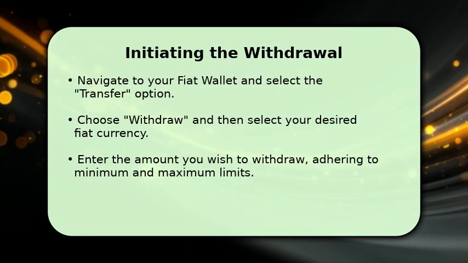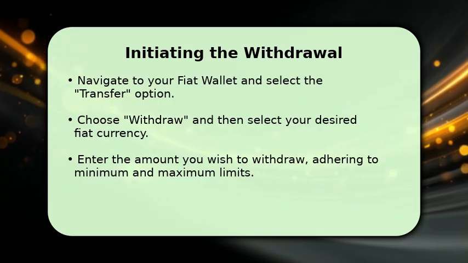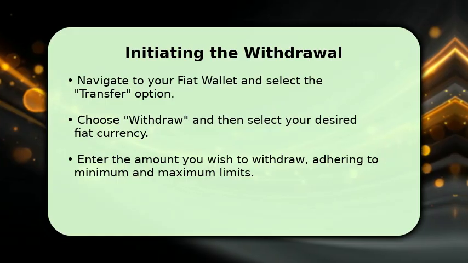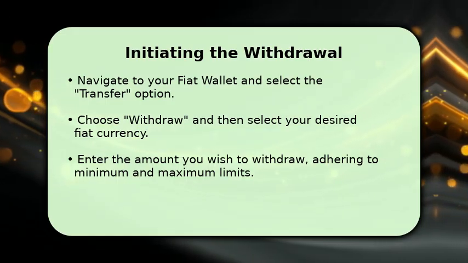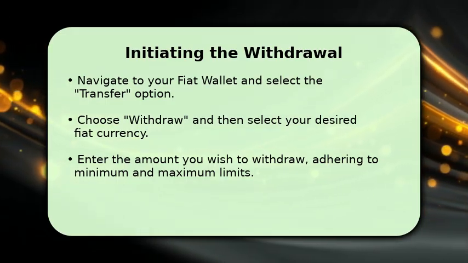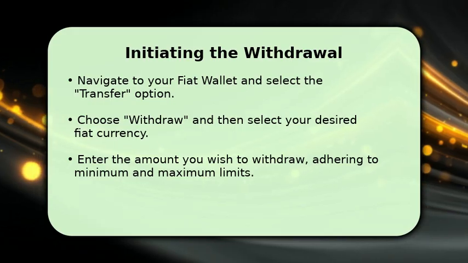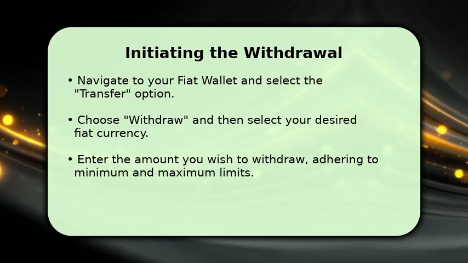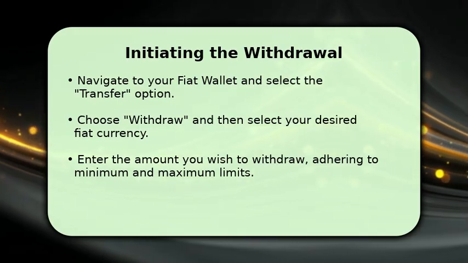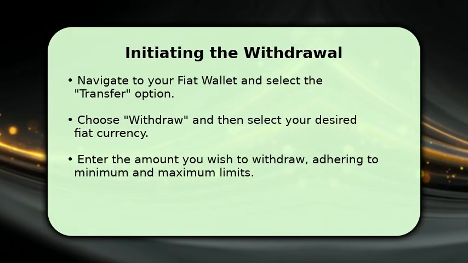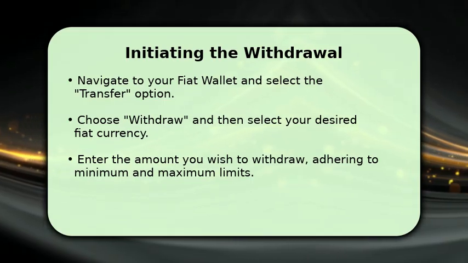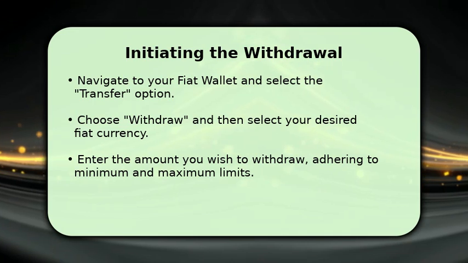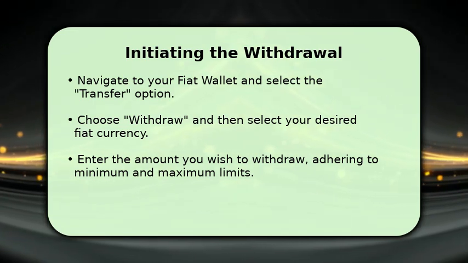Once your account is ready and your crypto is converted to fiat, initiating a withdrawal is simple. Open the Crypto.com app, go to your accounts, then select Fiat Wallet. Tap Transfer, then Withdraw, and choose the fiat currency you wish to send to your bank. Input the exact amount you want to withdraw, keeping in mind the daily and monthly limits. Finally, review all the details carefully and confirm your request, often requiring a two-factor authentication code for security.